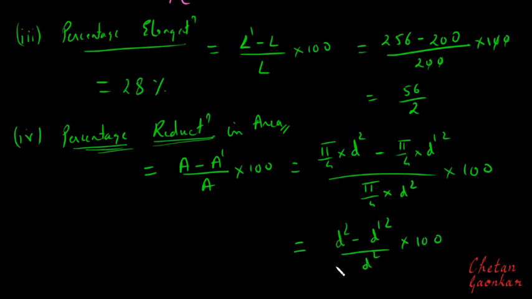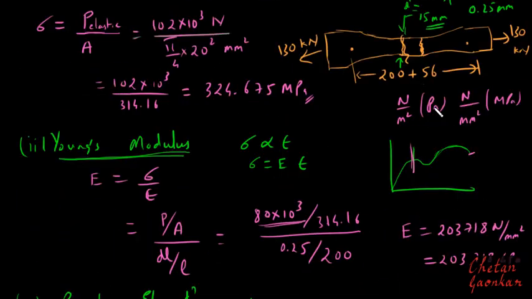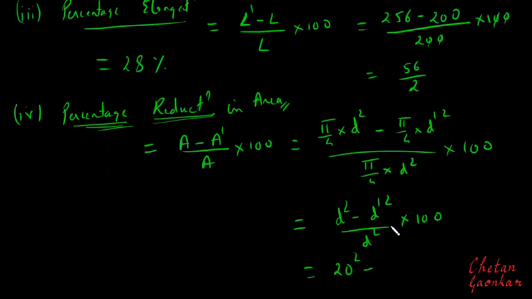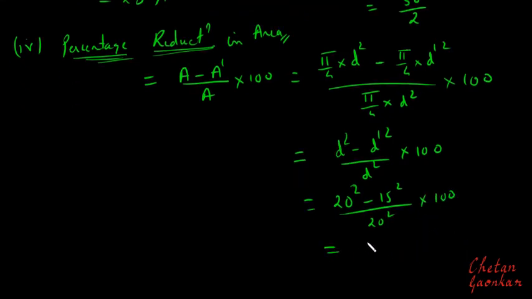So the original diameter was 20, minus the diameter at the fracture, which becomes 15. So this will be 20 square minus 15 square, divided by 20 square. I have to multiply this by 100, and I will get this value as 43.75%. So this is how we have calculated the fourth quantity which they had asked us, that is percentage reduction in area.